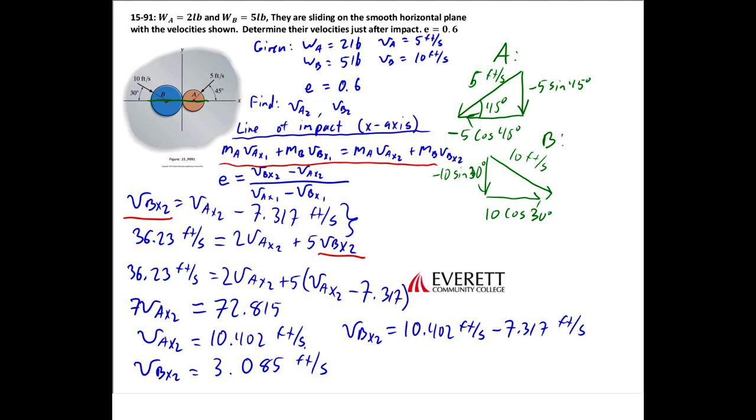All right, well, if you're doing this problem and you just work through all of that, you might think to yourself, okay, I'm done, and just box that. But that's not what we were asked for, right? That's going to be the velocity of A and the velocity of B in the x direction after the impact, but that's only in the x direction. We haven't considered the y direction yet.